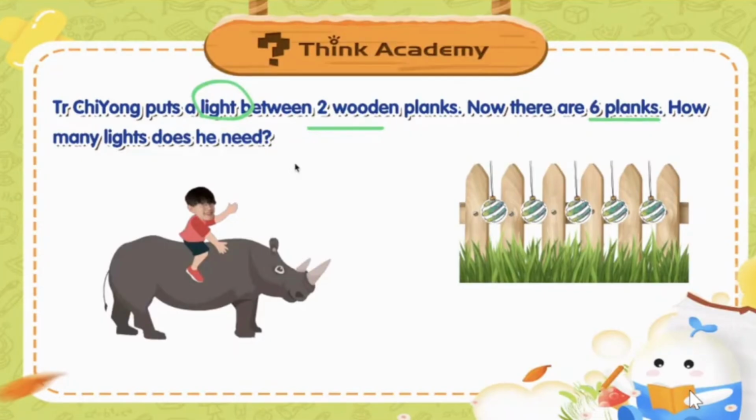So how many lights did he need? Type in our chat box. Good job, Jia Yi, so fast. The answer will be, good job, Pat. Okay, that will be 5, right? Okay, so we can see here, we need 5 lights.